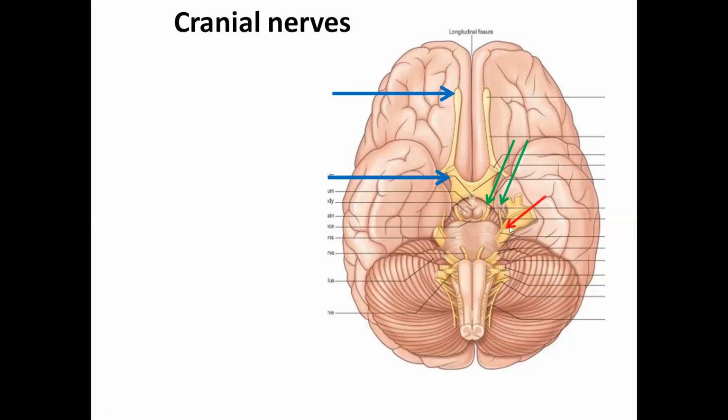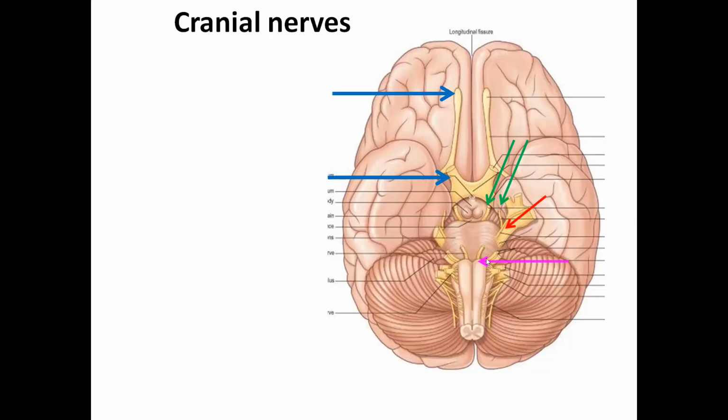The red arrow is pointing at the largest cranial nerve, the fifth cranial nerve, trigeminal nerve, that's going to divide into ophthalmic, maxillary, and mandibular. The fifth cranial nerve, you can see it emerging from the ventral surface of pons.